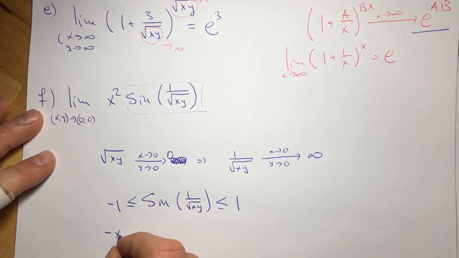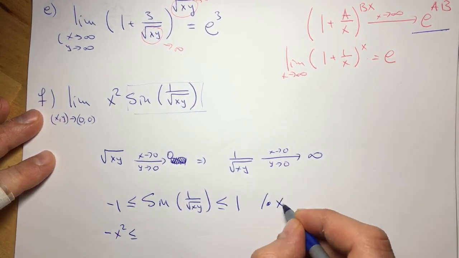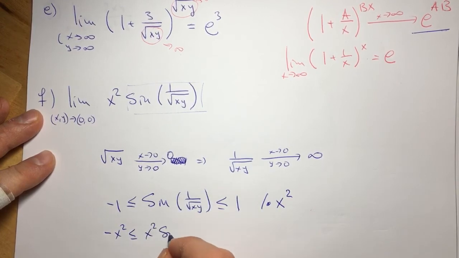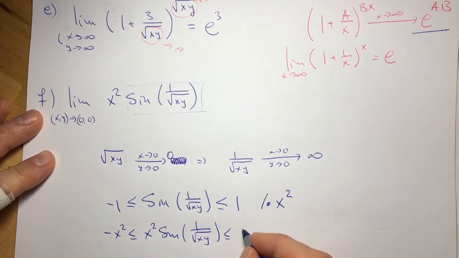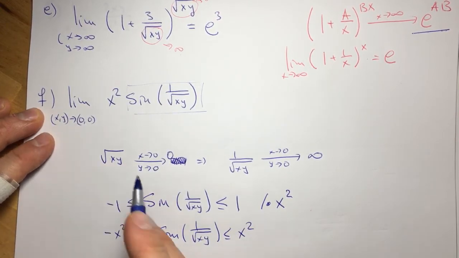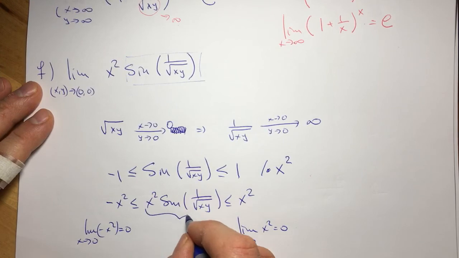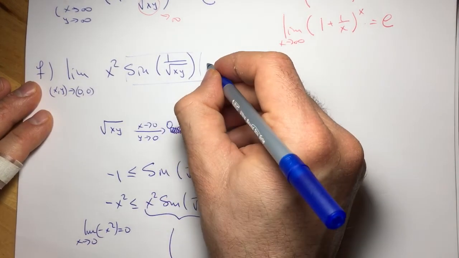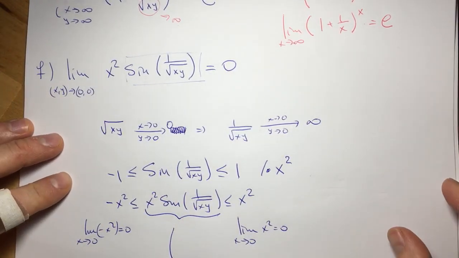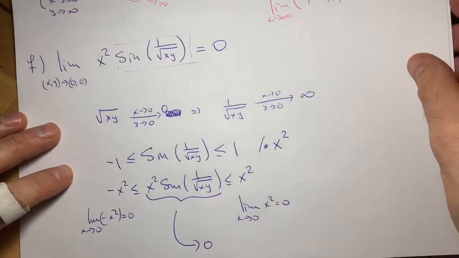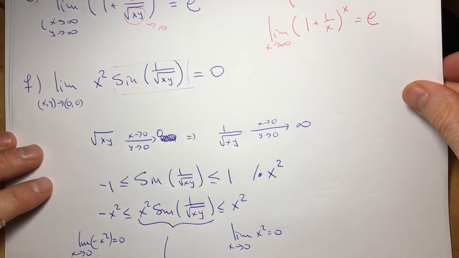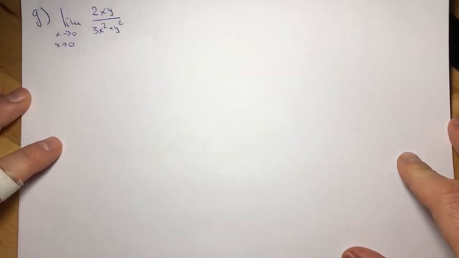If I multiply everywhere by x squared, I get negative x squared less than or equal to x squared sine of 1 over square root of xy, less than or equal to x squared. But now as x goes to 0, this term goes to 0, and this term also goes to 0, which implies that this will also go to 0. So by the squeeze theorem, this limit is simply 0. Okay, so these are similarities between finding derivatives and finding limits in multivariable calculus and single variable calculus.